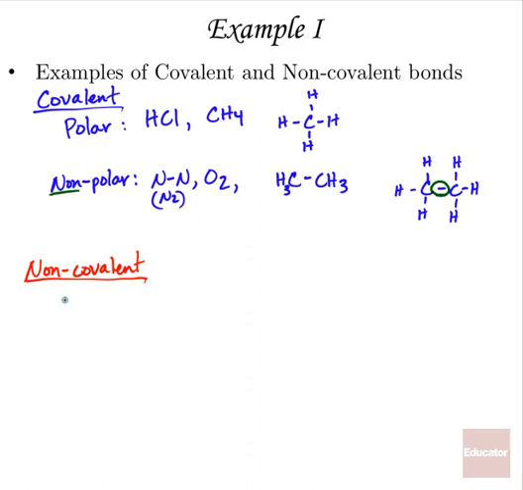So let's say ionic. I gave you one already: sodium chloride. And that's going to be the strongest, right? We have hydrogen bonds. Those are going to be like the ones that are shown for water, right? And they're usually longer than covalent bonds.